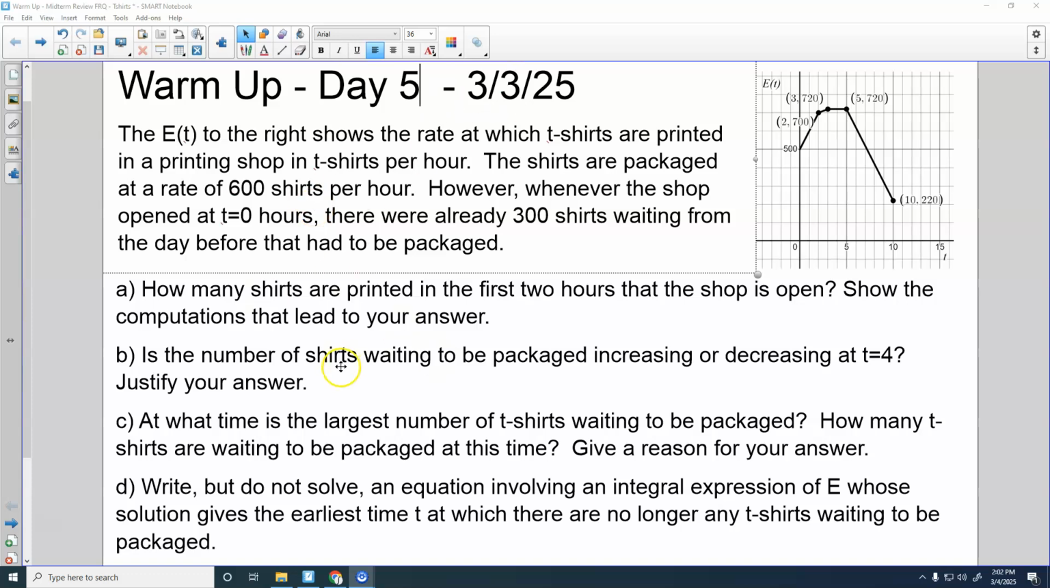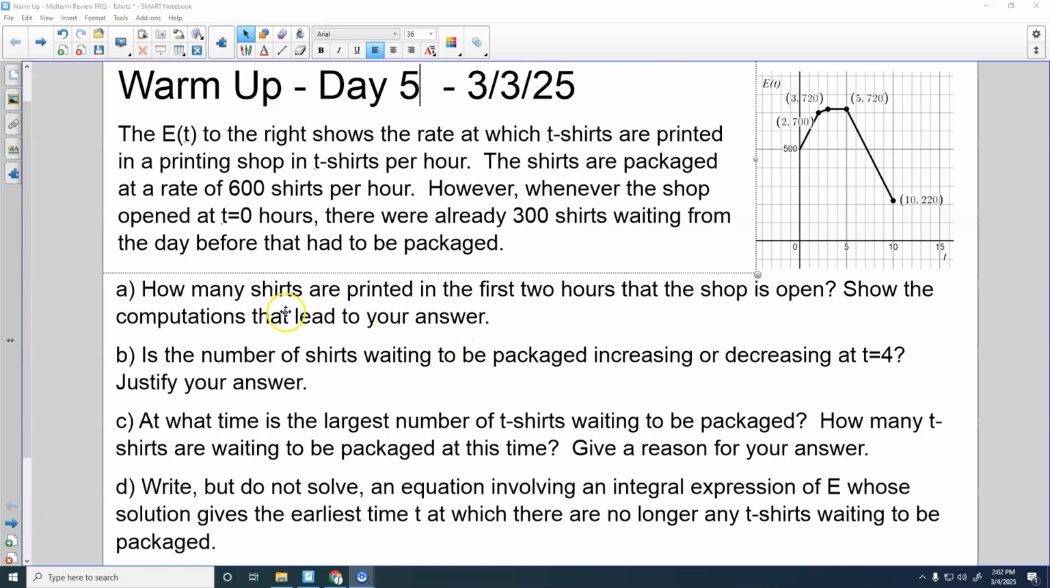Okay, so let's look at the first part, and then we'll get you kind of started on some of this last stuff and see if you can do it. So this is the rate. This is not the number of t-shirts. It is the rate at which those t-shirts are being printed.